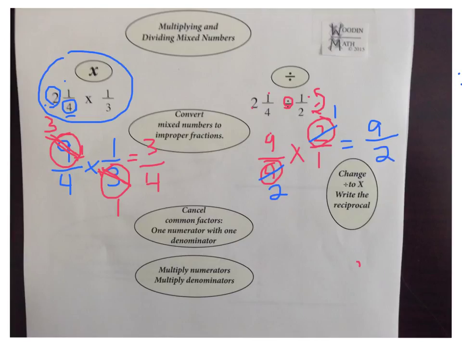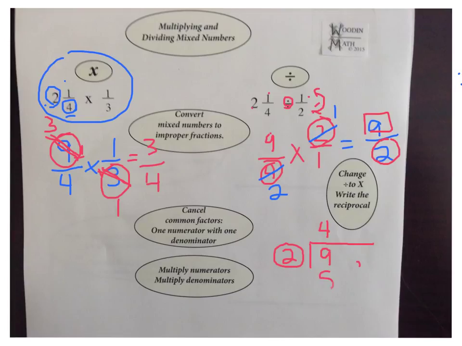Now once you get 9/2, you might want to turn that back into a mixed number. The way to do that is, realize it takes 2 to make a whole, and you have 9 pieces. Put it right into this graphic organizer. It takes 2 to make a whole, and we have 9. How many 2's can we get out of 9? Well, we can get 4.